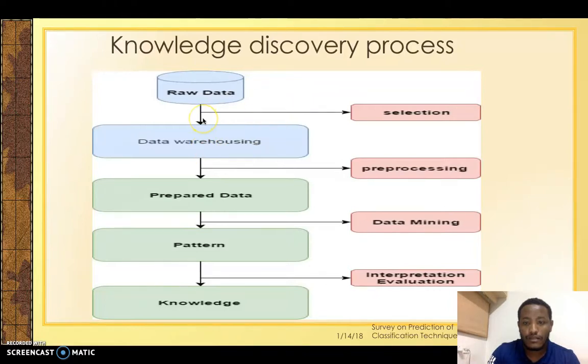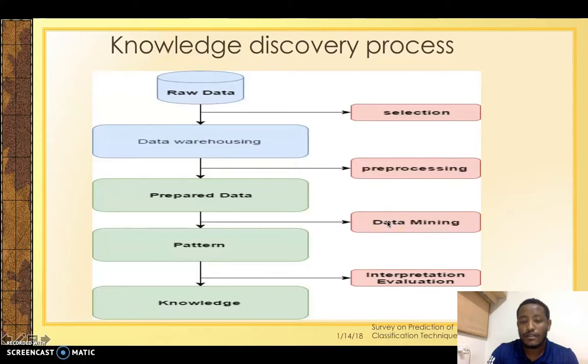After data warehousing, we do pre-processing. Pre-processing is removing noisy data or outliers and handling the missing values. After that, we get prepared or normalized data. This normalized data is used for data mining.